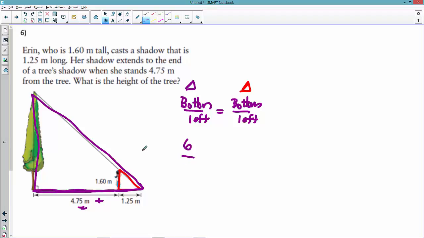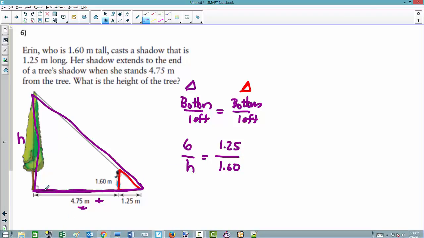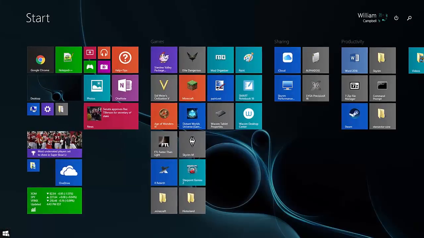The left side of the big triangle is unknown. That's what we're looking for, actually. We're going to call it H. You can call it X if you want. Okay, H. And then we did bottom left, bottom left. So in the red triangle, bottom is 1.25 and left is 1.60. Okay, now if they give you decimals like this, we're definitely going to do a calculator problem.